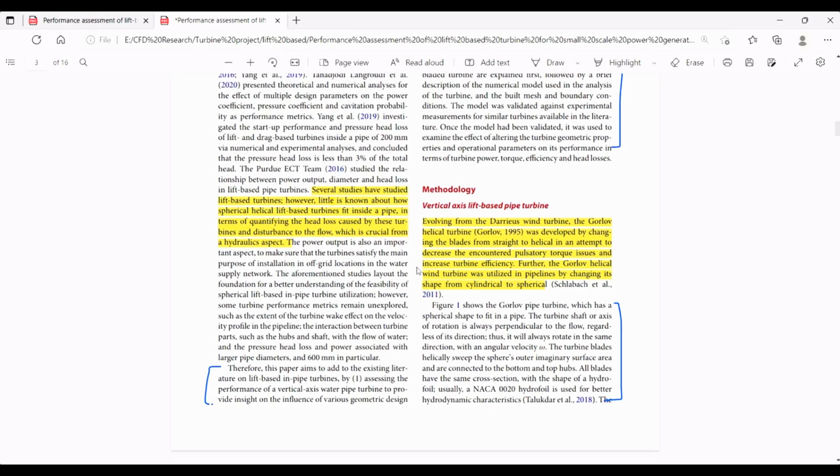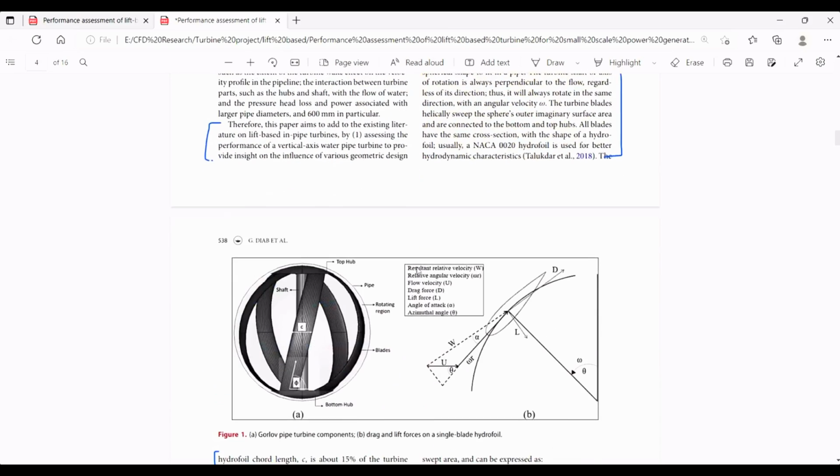And further, the Gorlov helical turbine is generally in cylindrical shape, but to fit this turbine in a pipe, its shape was changed from cylinder to the spherical shape. And this figure represents the Gorlov helical turbine. Here you can see the blades. Blades are arranged helically, and the blades are attached to the top hub as well as the bottom hub. And this turbine rotates in the pipe.